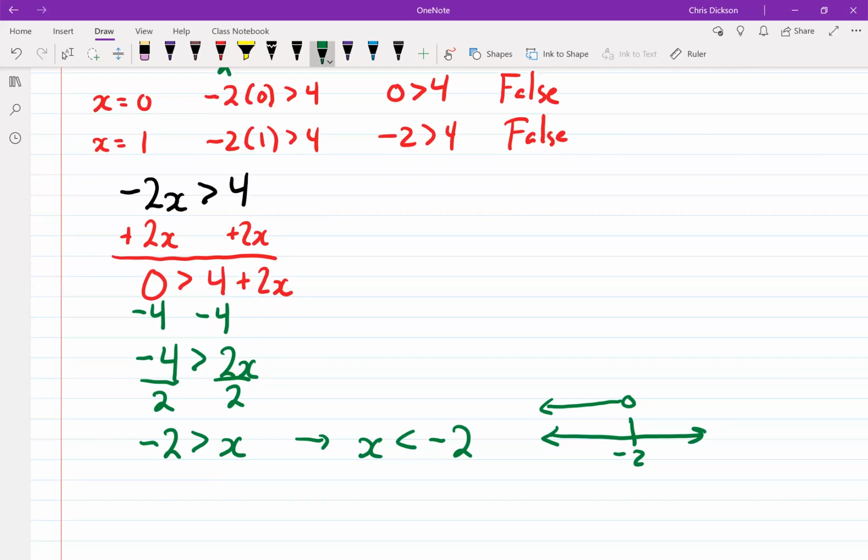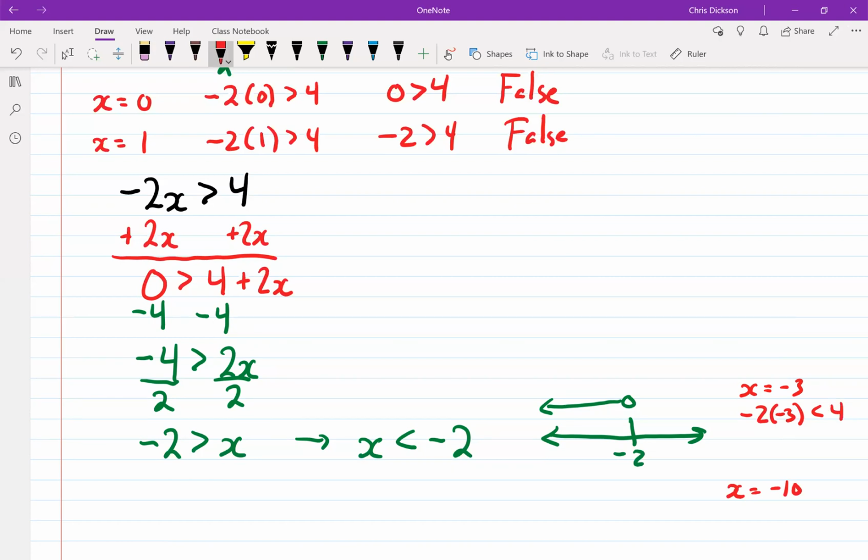So let's see if that's true. Let's pick a number that's less than negative 2. So let's try x is equal to negative 3. Or maybe x is equal to negative 10. Let's go real crazy. Okay, so we have negative 2 multiplied by negative 3, and that's supposed to be less than negative 2. I'm sorry, less than 4. Sorry, I'm going back to the original question. Sorry, my bad. Less than 4.